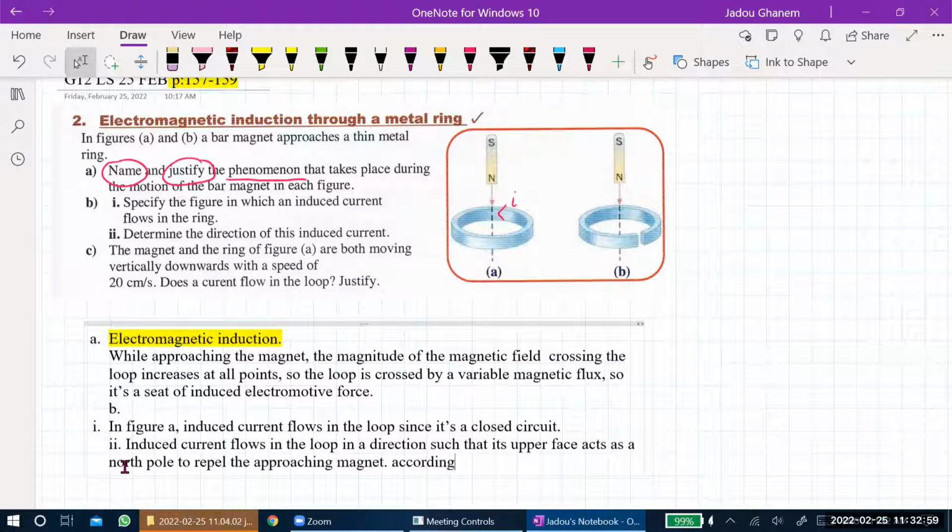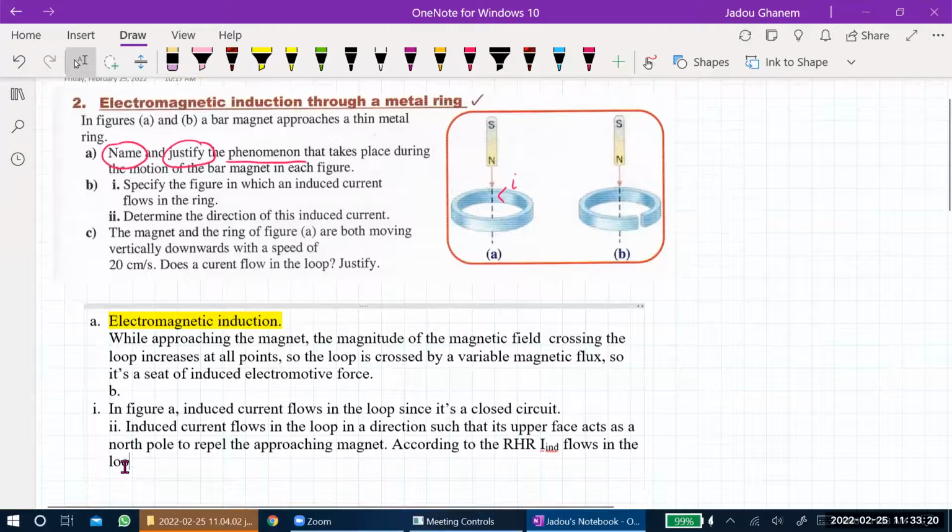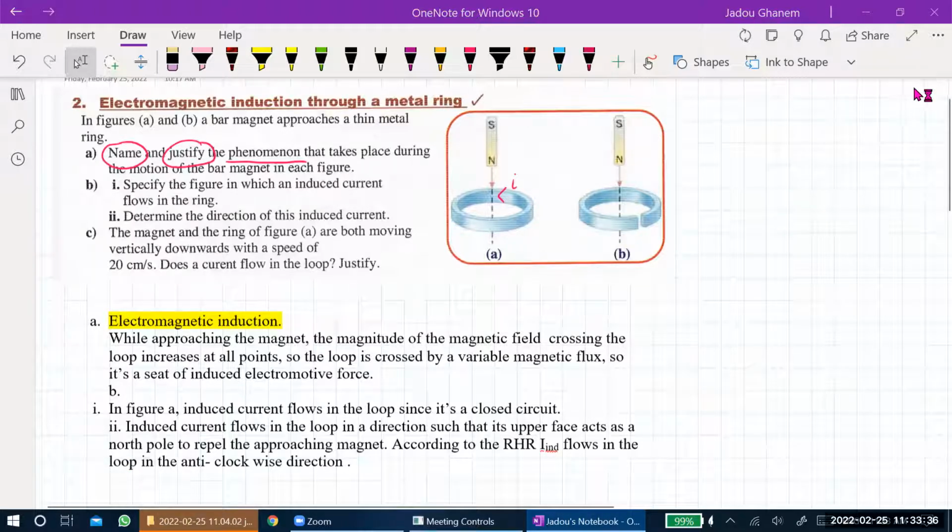According to the right-hand rule, the induced current flows in the loop in the anti-clockwise direction or counterclockwise direction. That's the detailed answer. If you have any comment, let me know.